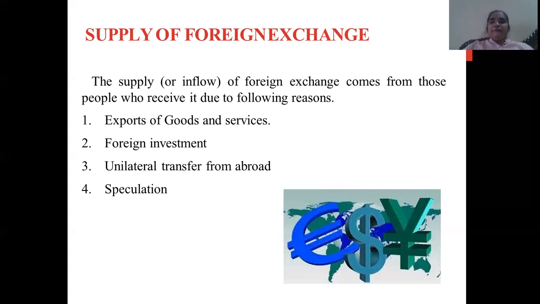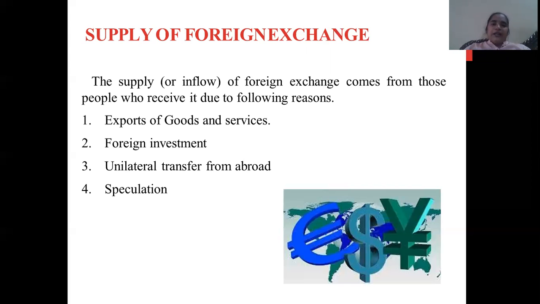If price is high, demand is low. If price is low, demand is high. So I will call that demand and price are inversely proportional. Supply and price are directly proportional. So now we'll come back to our topic of foreign exchange.